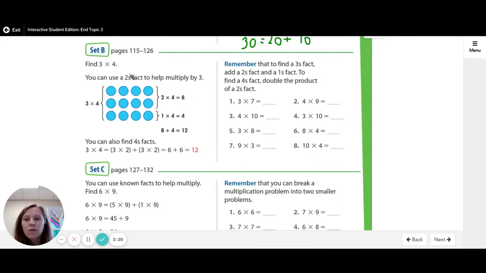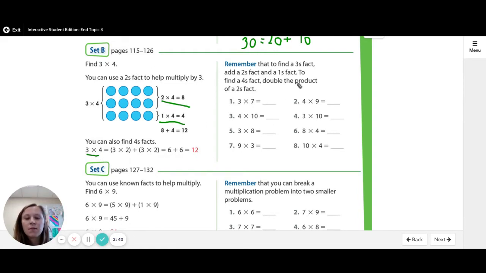Let's look at set B. We want to find 3 times 4, and you can use 2's facts to help you multiply. So 3 times 4, we had 3 rows with 4 in each row. They split up into 2 times 4 equals 8, 1 times 4 equals 4, and then they added those up to get 12. The way you would write this, 3 times 4, your large array.